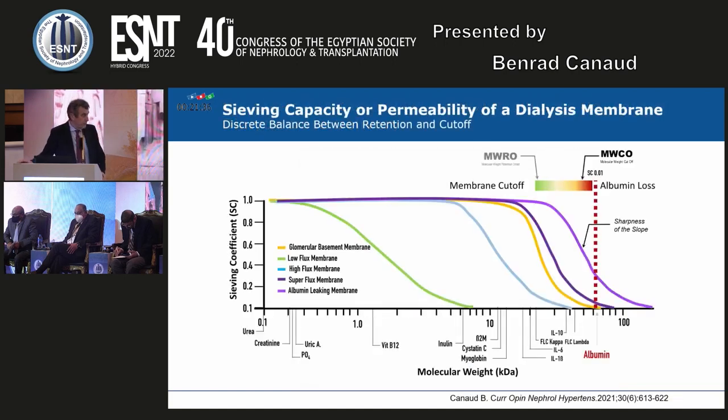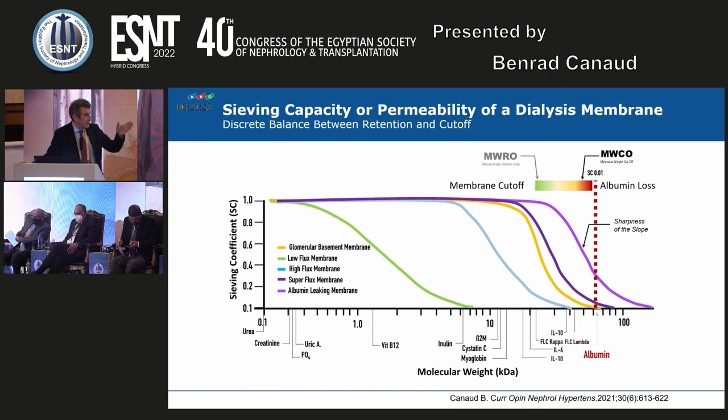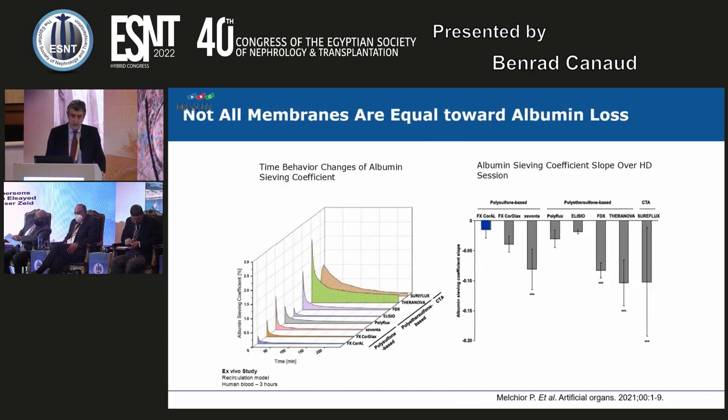Now, I put this slide already. This is showing the sieving coefficient, and we know that the permeability of the membrane versus the solute on the x-axis is defined by the sieving coefficient. But as you remember, the cut-off point of the membrane is the dotted red line, which is the point where the membrane is losing albumin. So as soon as you play with the sieving coefficient and you want to expand the porosity a little bit more, you expose the patient to losing albumin. So this is the point that you need to keep in mind to prevent some side effects.